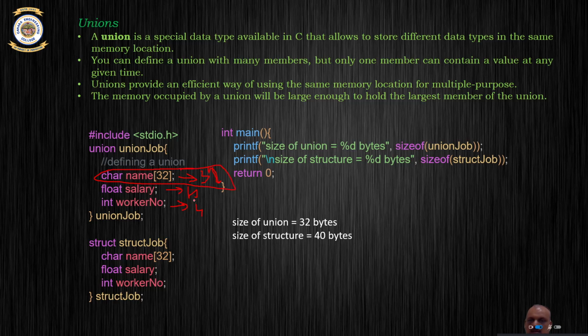That is, these two variables in the union are using the same memory space as allotted for the character variable name or the character array. Whereas for a struct, the memory requirement of this is again 32, and for this it is 4, and this it is 4. But in a structure, they are stored in consecutive memory locations, one below the other. So the total memory requirement of this structure is basically 40, whereas for the union it is just 32 bytes.